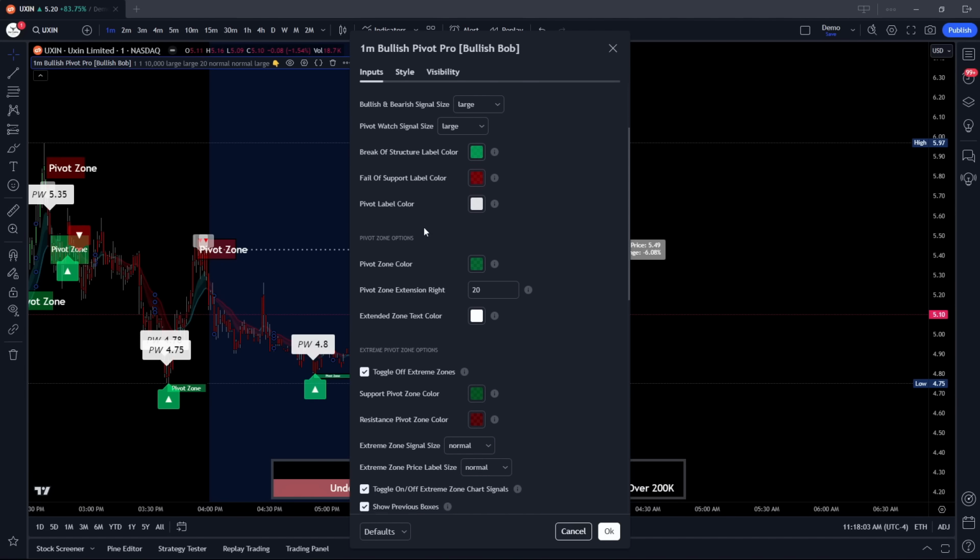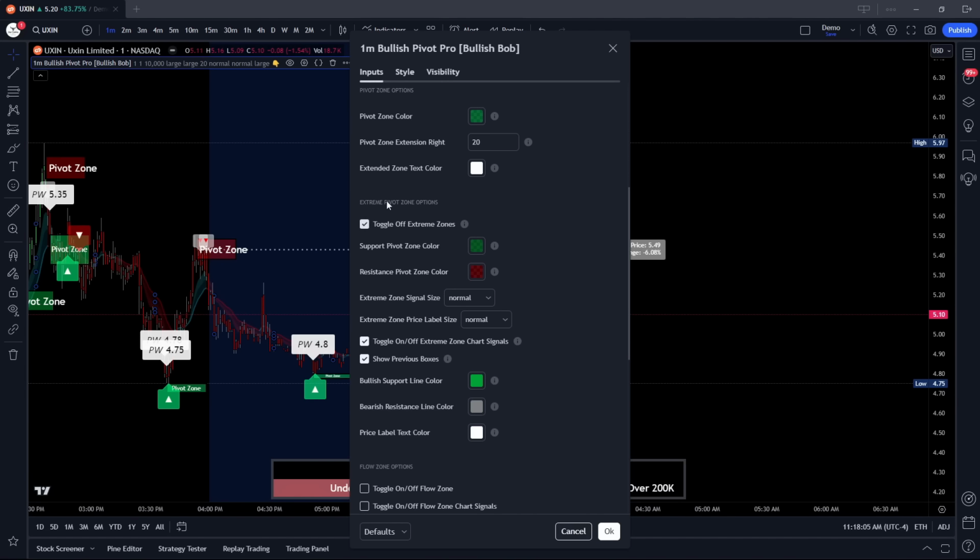So come in here. We want to see the extreme zone right here, extreme pivot zone price options or zone options. And you can change the color of the zones. You can toggle them on or off. You can turn them off if you prefer. I'm going to leave those on though. And the extreme zone signal size, that's going to be these signals here. You can make that large. If you prefer to see these large, you can do that as well. So you can see this is going to get larger.